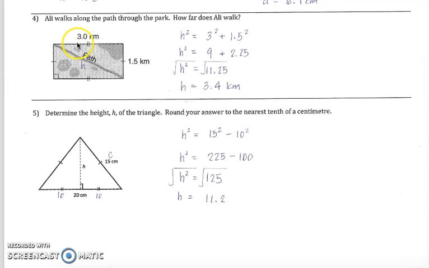And 3 kilometers and 1.5 kilometers are the shorter sides, compared to the path itself. So we are looking for the hypotenuse. Hypotenuse squared is equal to 3 squared plus 1.5 squared. Work out the square numbers, add them up, and square root to get the final answer, 3.4 kilometers.